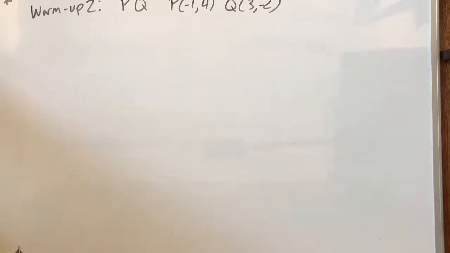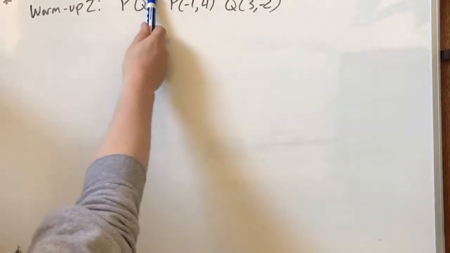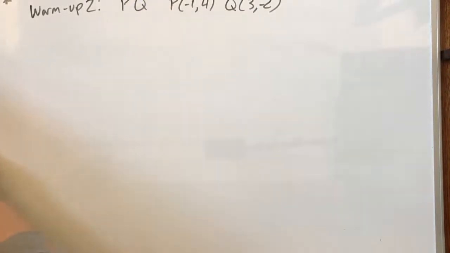Alright, so for warm-up number 2, they want us to find the magnitude of a vector, vector PQ. And it's really important the way that this is written, how the arrowhead is over the Q. That tells us that we're starting at P, so that's the tail, and that the head is at Q. And the direction is important for vectors because that's part of what they're capturing.